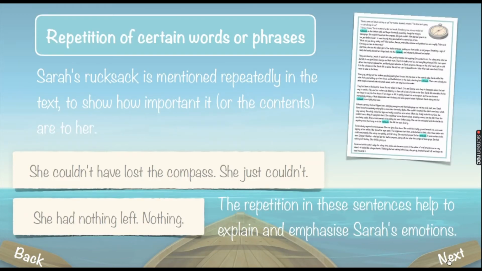Now then, repetition of certain words or phrases. Well, this was used in Sarah's backstory example. Her rucksack is mentioned repeatedly in the text to show how important the contents of it are to her. She couldn't have lost her compass. She just couldn't. That's like unbelievable. It's like repeating, she couldn't have done it. No, she really couldn't have done. Again, she had nothing left. Nothing. It really does help us to explain and to emphasize Sarah's emotions at this time.